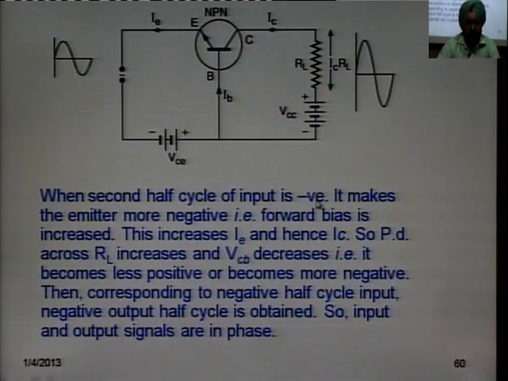When the second half cycle of input is negative, it makes the emitter more negative, which means forward bias is increased. This increases the emitter current and hence the collector current increases. So, potential drop across the load resistor increases and VCB, the voltage across collector and the base, decreases, which means it becomes less positive, so more negative. So, this is how we can use a transistor as an amplifier.